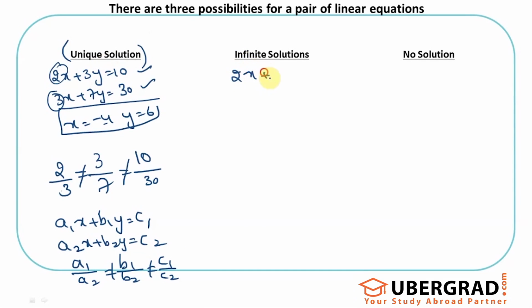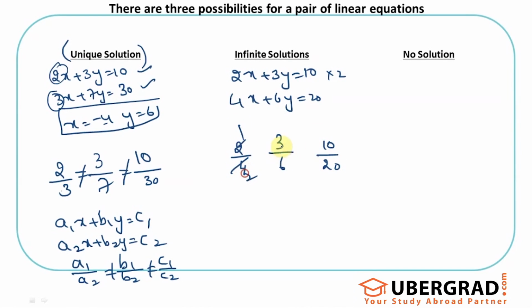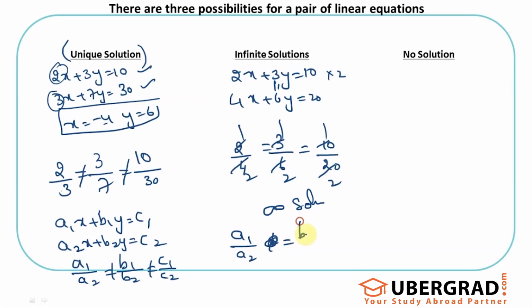You see this example which I was giving earlier, 2x plus 3y is equal to 10, 4x plus 6y is equal to 20. This is basically this one into 2. So see the ratio of the coefficients, 2 by 4, 3 by 6 and 10 by 20. All of them are 1 by 2, 1 by 2 and 1 by 2. All of them are equal. That's the case when I'll have infinite solutions, because it's the same equation. I have only one equation which is being shown like two. So when a1 by a2 is equal to b1 by b2 equal to c1 by c2, then I'll have infinite solutions.